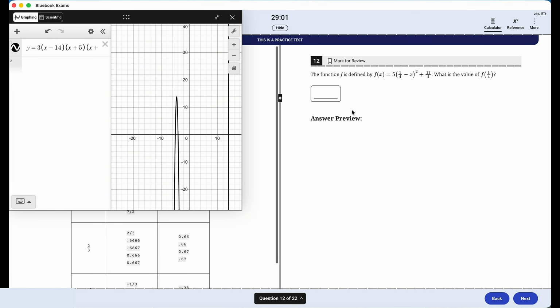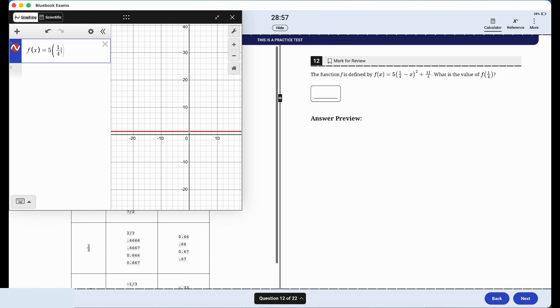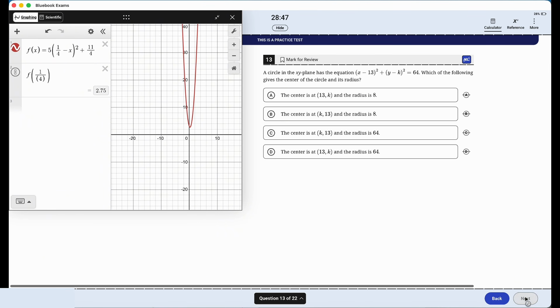Okay, next one, another function question, another freebie. So throw it into Desmos and just ask it to do f of 1/4. 2.75. Simple, don't miss those.